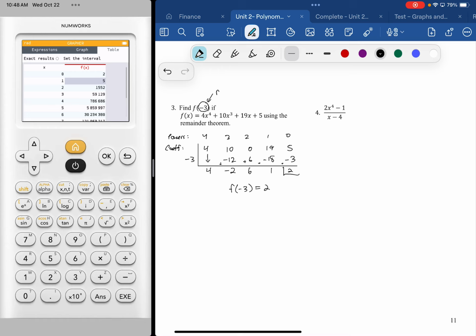In number 4, probably don't need to write this, but I'll write it anyway. This is the same as 2x to the 4th minus 1 divided by x minus 4. So it's the same question, just it's framed a little bit differently. Right here, my powers are 4, 3, 2, 1, 0. Again, skip that if you're fine. You don't need to write it. You do need the coefficients. The coefficients are 2, 0, 0, 0, and -1.